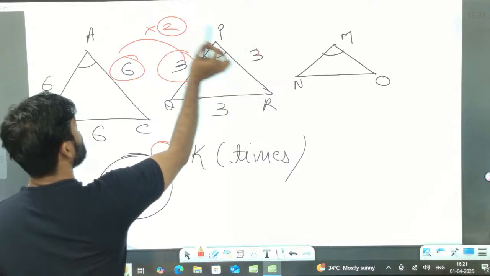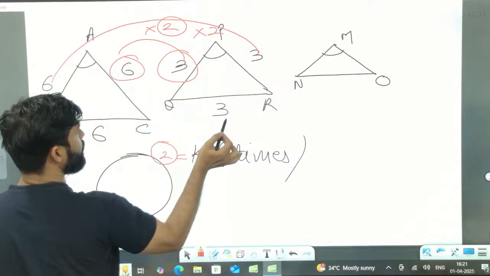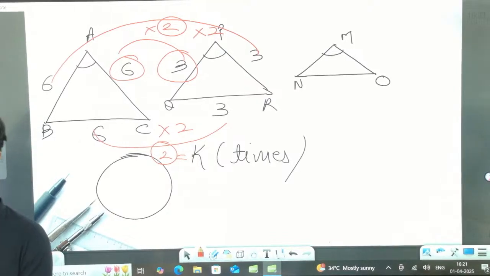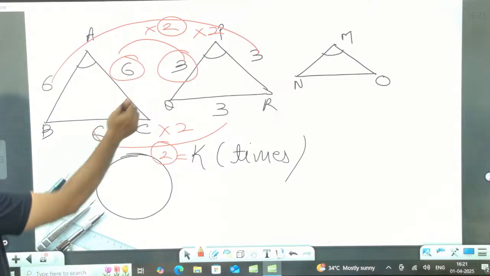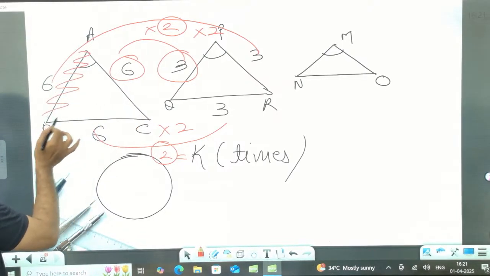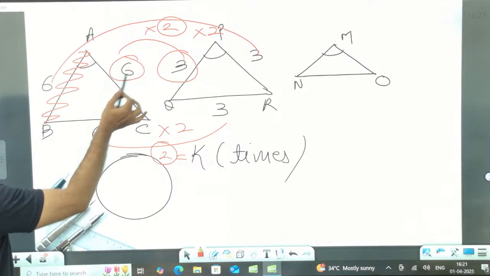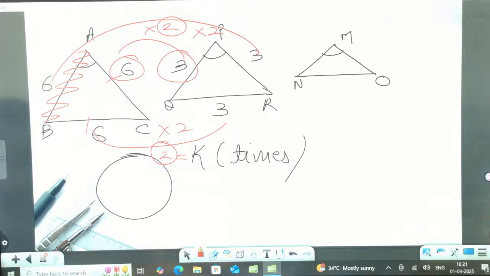So if I multiply it by 2, it will be 6, and multiply it by 2, it will be 6. So I cannot increase only one side. Getting it? I cannot make this 6, because if I place it on this, this side will be totally covered, but the other sides are 3 and 3, so it will not cover it totally. Okay, getting it?